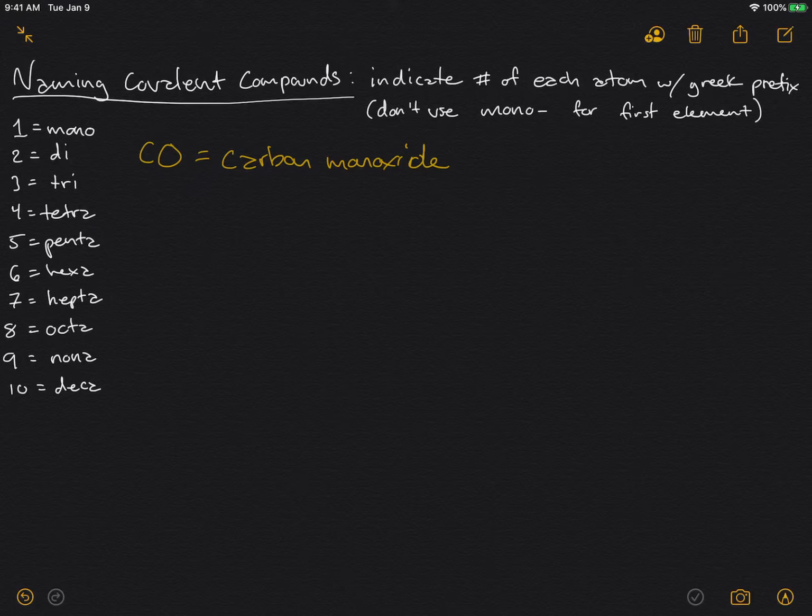And how do you know which one goes on the left and which one goes on the right? Well, if you're writing the formula, the one that is on the left or bottommost of the periodic table, or the one that is the least electronegative, always goes on the left. So carbon monoxide versus carbon dioxide. So again, we don't use mono to show that there's only one of the first. So let's look at another example.